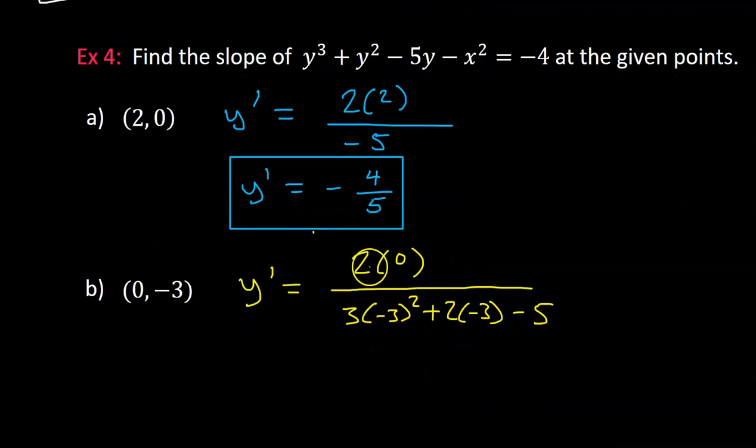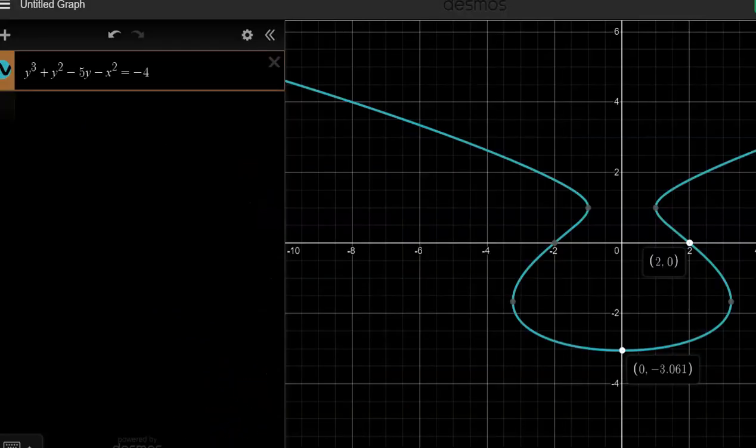But look, all the magic is happening in the numerator. In the numerator, we're going to have 0, and in the denominator, we have a non-zero number. It really doesn't matter what that turns out to be. We know it's going to be 0 divided by something, which is just going to be 0. So at the point (0, -3), our guess that it was going to be a horizontal line turned out to be correct.